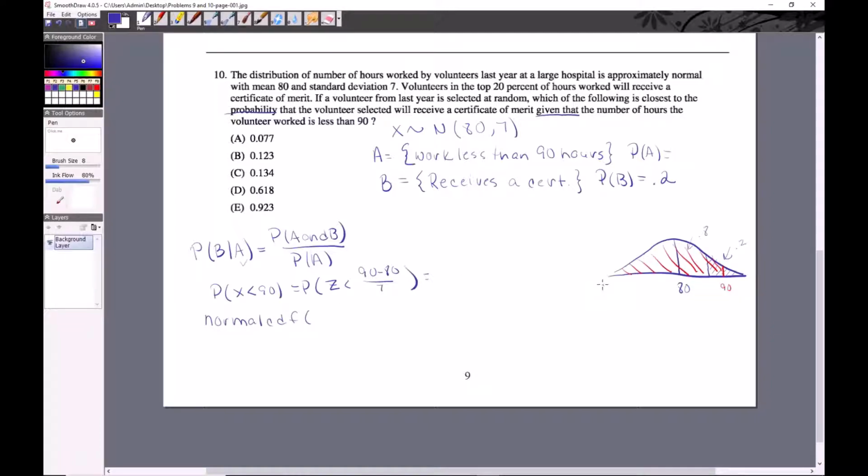We're going from what? Negative infinity here, so we'll just put negative 1,000 up to 90, mean of 80, standard deviation of 7. And that will give you, let me look at my trusty cheat sheet, 0.923436. That is your probability of A. Okay, good. We're looking for this.